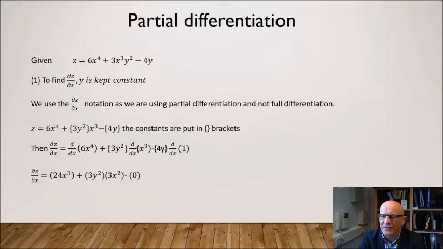So ∂z/∂x equals 24x cubed plus 3y squared times 3x squared minus 0. Hence ∂z/∂x equals 24x cubed plus 9x squared y squared.